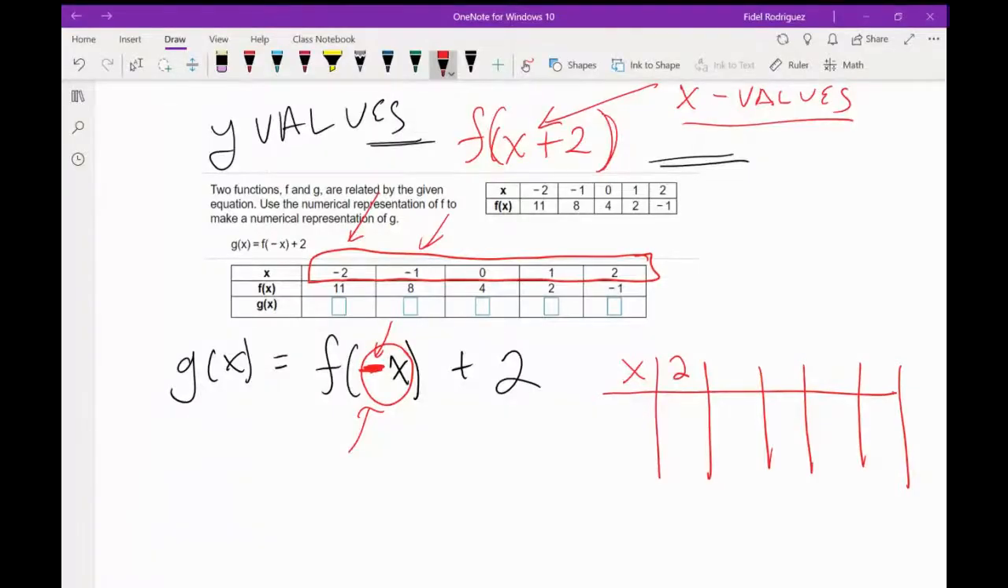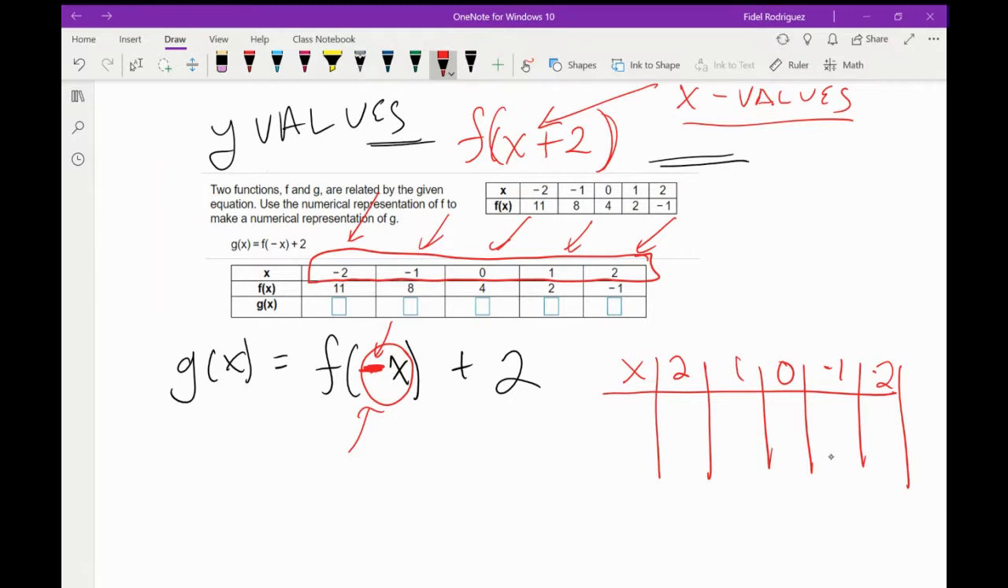When it's on the outside over here, then that tells me I'm changing my y value. Because I have a negative here, I'm just changing the signs of these x values. So this used to be a -2, now it's a +2. This used to be a -1, now it's positive. This used to be 0, well, it's still 0. This used to be +1, now -1. This used to be +2, and now it is a -2.